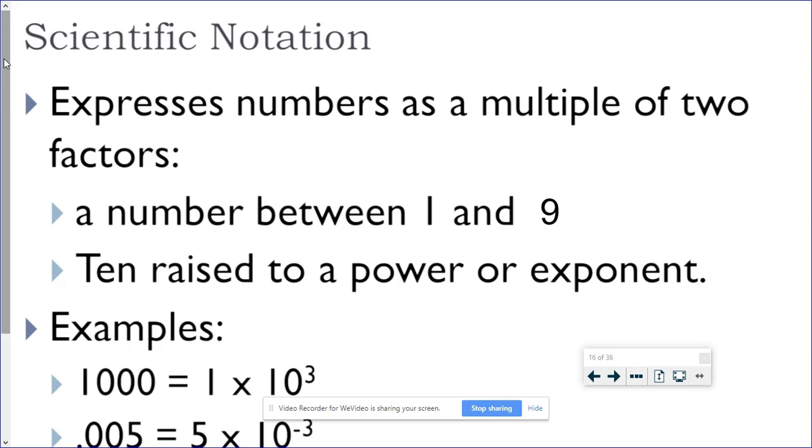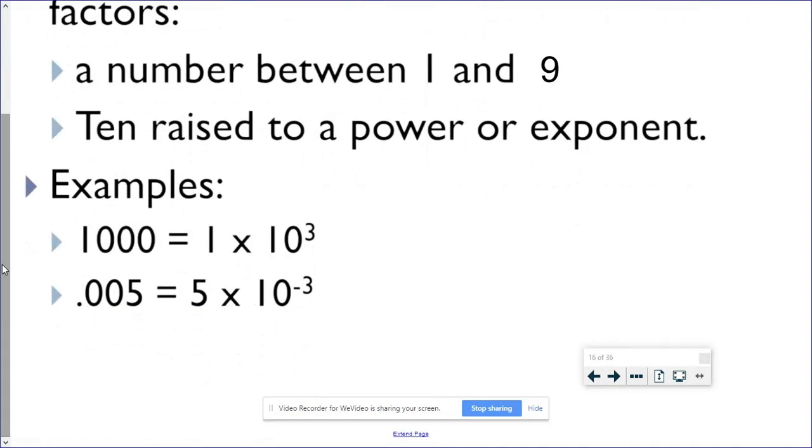So when you're expressing things in scientific notation, you need to have a number between 1 and 9. And then you're also going to have it multiplied by something, having 10 raised to a power or an exponent. So here's an example of scientific notation.